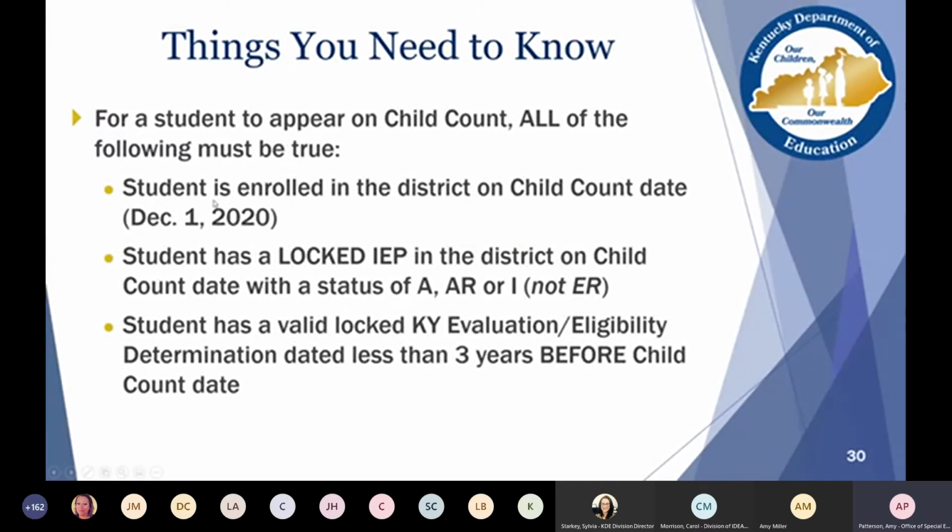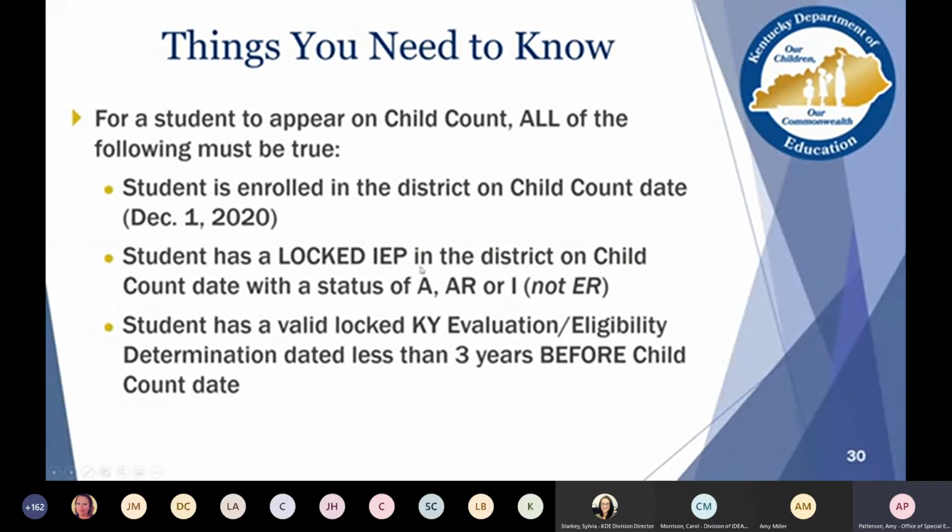So student has to be enrolled in the district on December 1st, 2020. So the big thing to keep in mind there is if the student withdrew on November 30th and re-enrolled in a different school in the district on December 2nd, that student's not going to count on child count. So you need to fix that in your enrollment. Either have them start on December 1st or end dated on December 1st. Because if it skips that, they won't show up on the report.